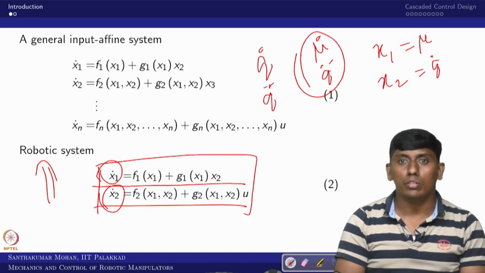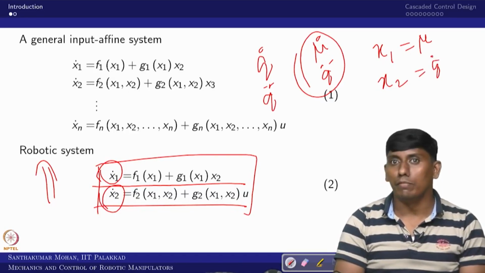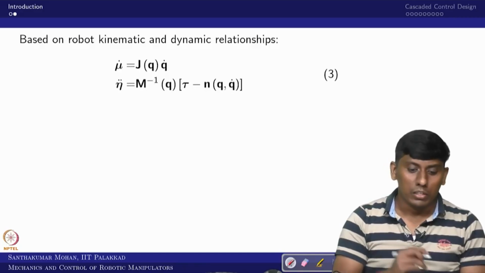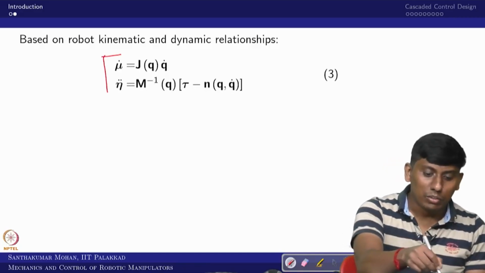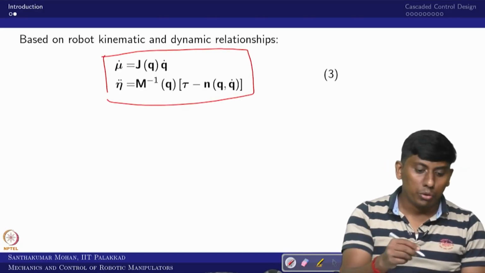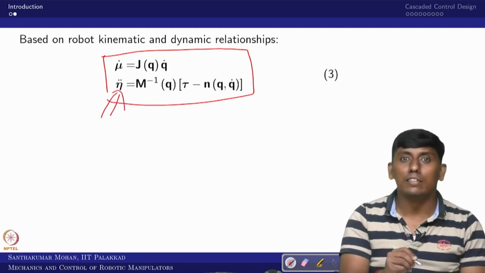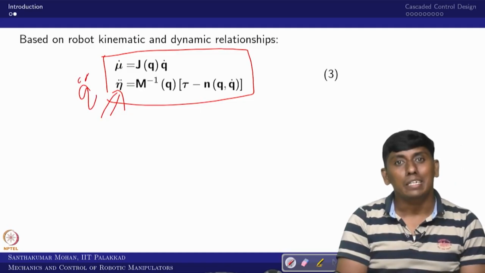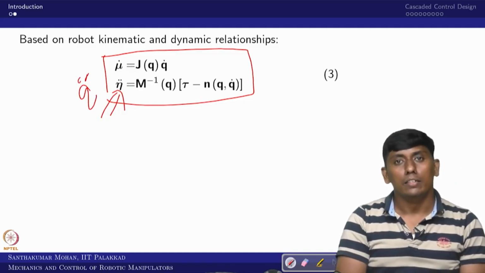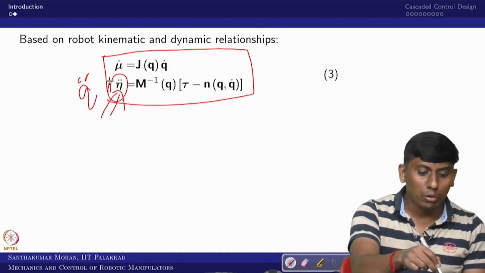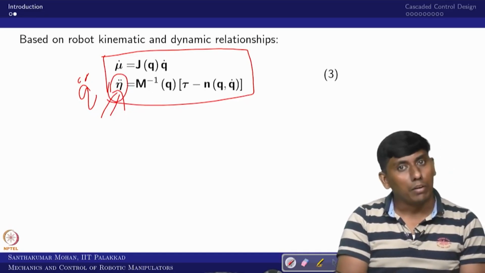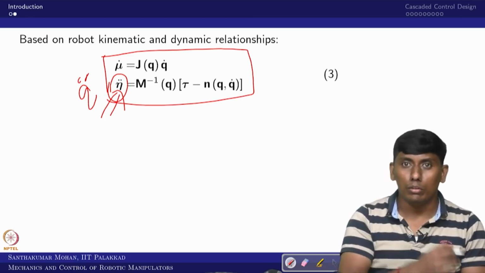For that we use the robot kinematic model, the differential kinematic model, as the first subsystem, and the dynamic model in joint space as the second subsystem. Now here we can rewrite eta double dot as q double dot, to give consistency. Most of the robotic community calls it eta double dot, but conventionally we have used q double dot, so we can use that.